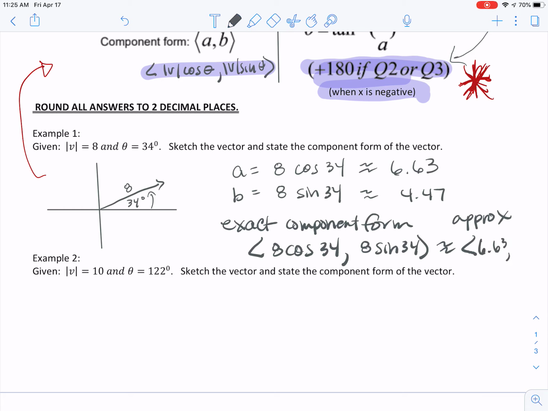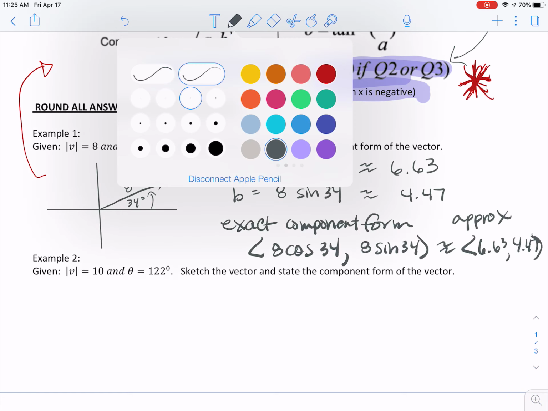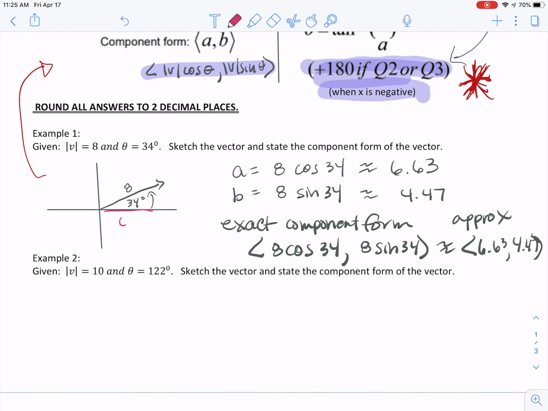or the approximate component form would be 6.63, comma 4.47. And if you look over here, that's basically saying that this goes over about 6.63 and it goes up about 4.47. So if I asked for exact component form, it would be this guy. If I asked for approximate, it would be that guy. That's all you've got to do.